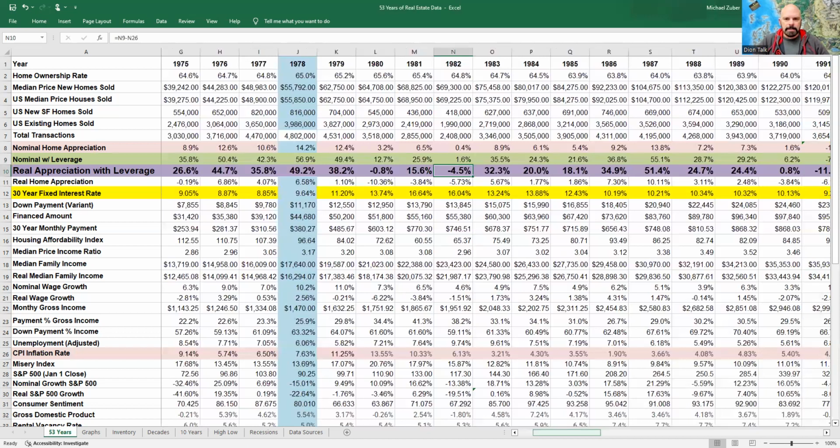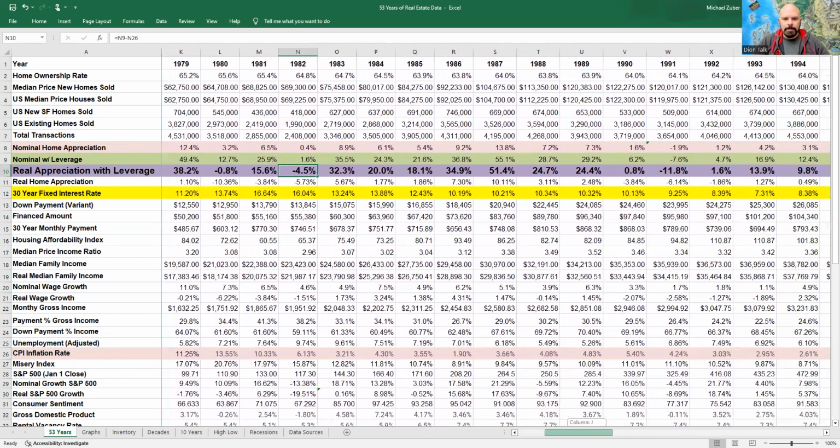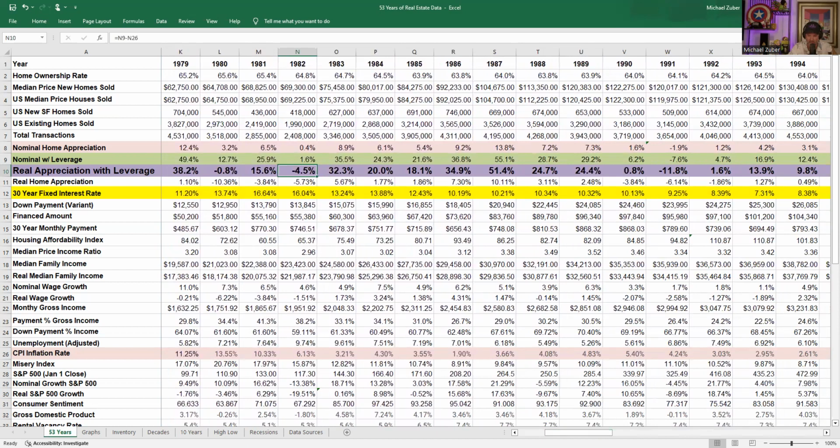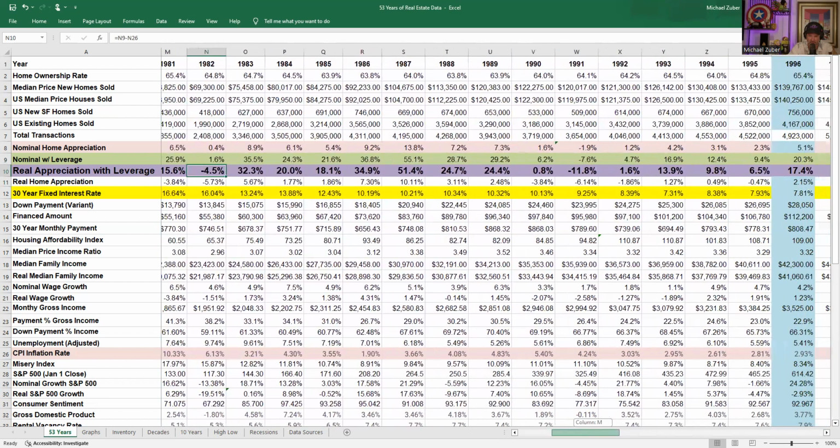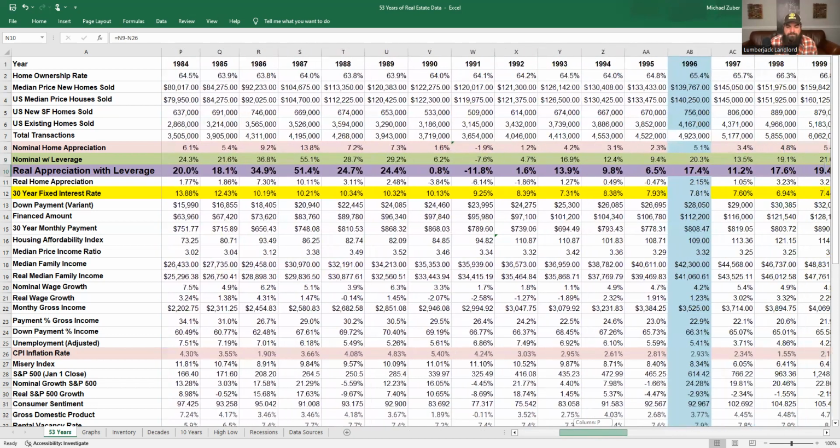So let me ask a clarifying question for the uneducated person here. That real means it went up, it just didn't keep up with inflation. Correct. The economist in me would say it has been adjusted for inflation. Yes. So again, 1991 was bad. Negative double digits.